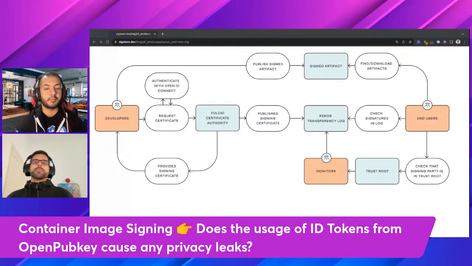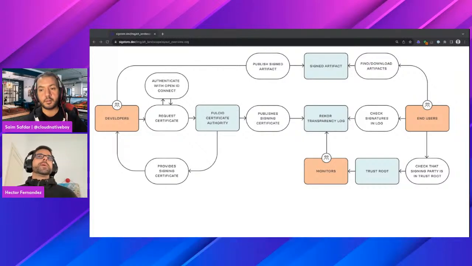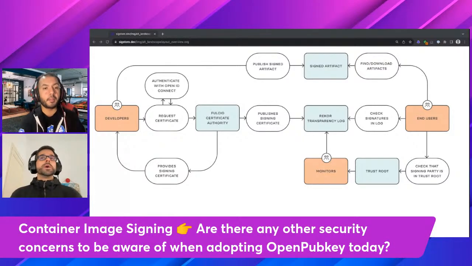Well, one thing that is important, I mentioned before, is trust. Something that has been shared by the OpenPubkey creators is that it is not production ready, right? So people might need to wait to see how things evolve. Also, I think there are a couple of considerations to take into account.